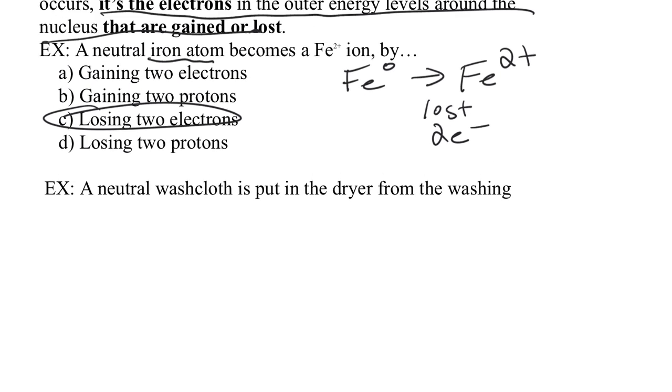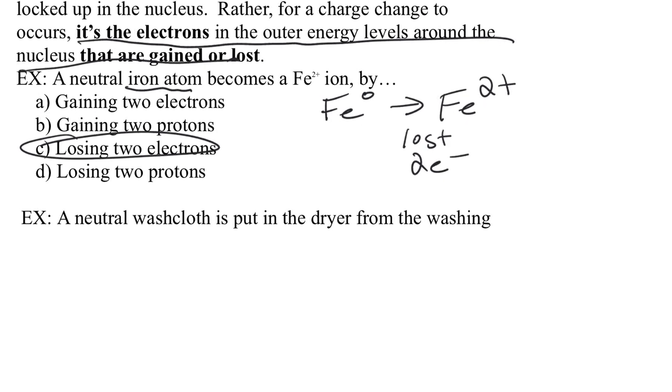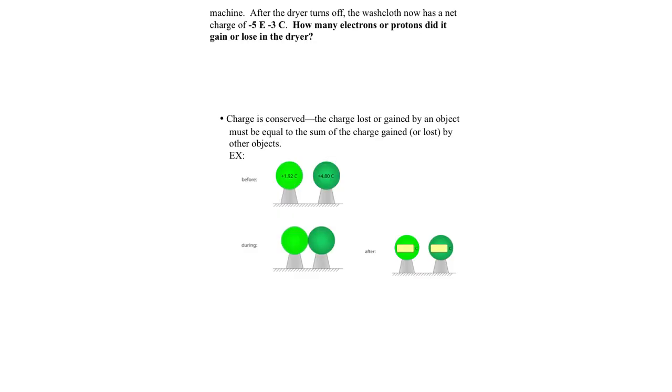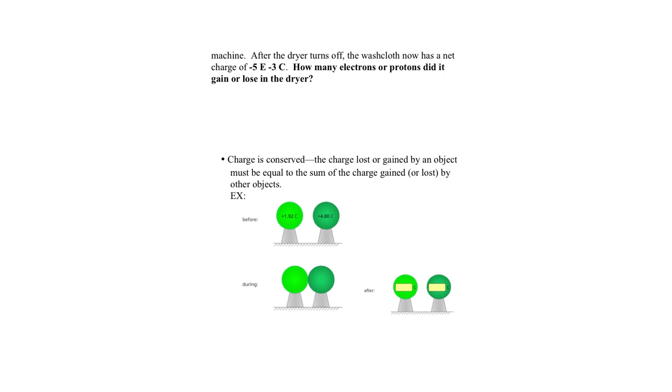Okay, so we put a washcloth in the dryer from the washing machine. After the dryer turns off, the washcloth now has a net charge of -5. So it goes from 0 coulombs to -5 e to the -3 coulombs. How many electrons did it gain or lose? Well, it became more negative, so it gained electrons.